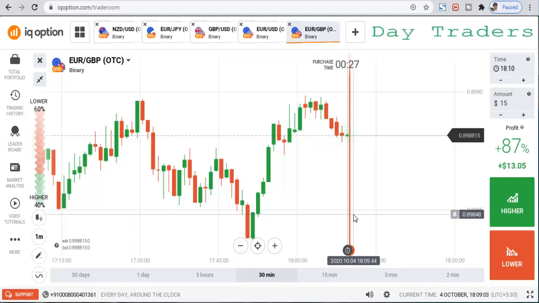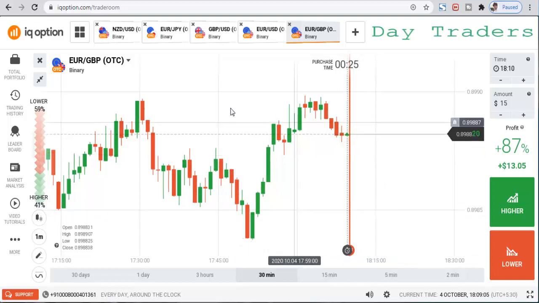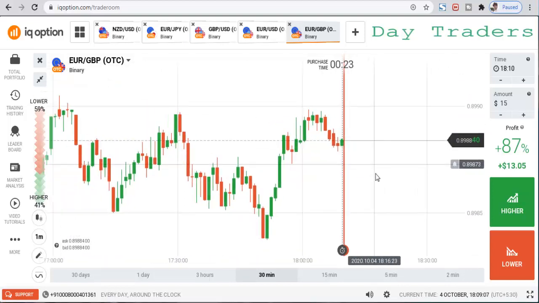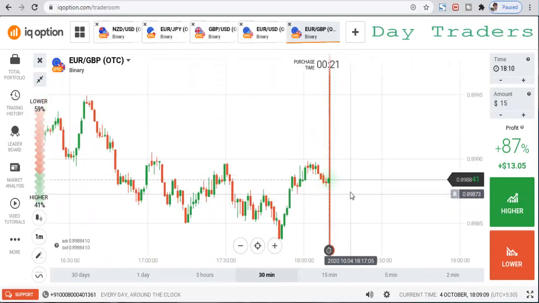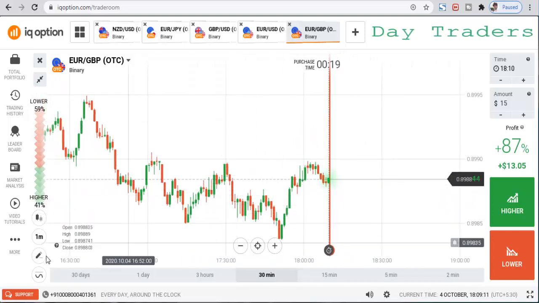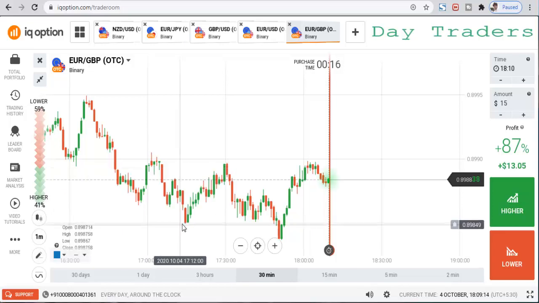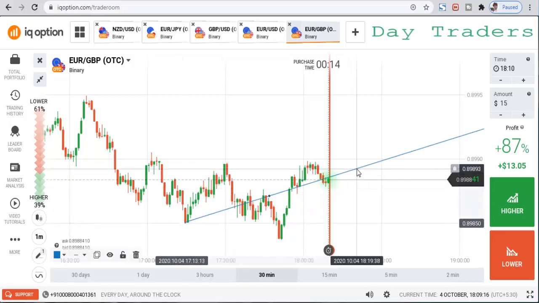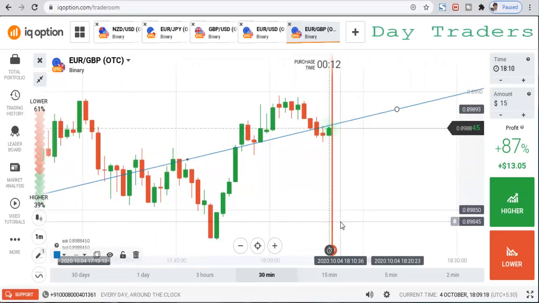Today I will show you how to trade with candlestick psychology. Let's go analyze the market. This is the EUR/GBP pair and this is a downtrend market. Okay, let's check the levels, and there is a reversal point.